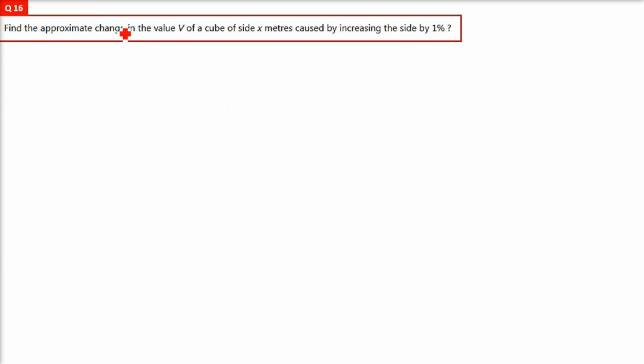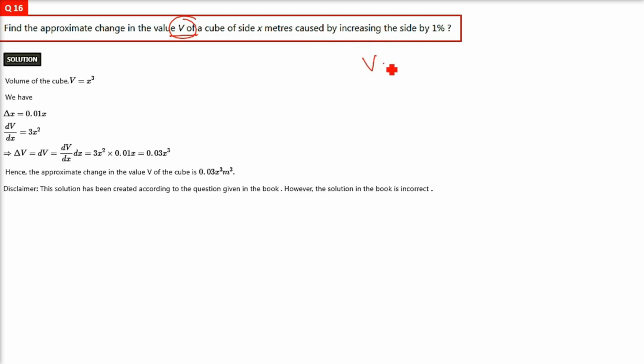Find the approximate change in the volume v of a cube of side x meters caused by increasing the side by 1%. So this is v. Volume is 4 by 3 pi r cube, you already know that for a sphere. But the volume for a cube is x cube. Always it will be in cube, whichever volume you take. So delta x by x into 100 in this case of the cube is given as 1. So delta x will be x by 100, that is 0.01x.